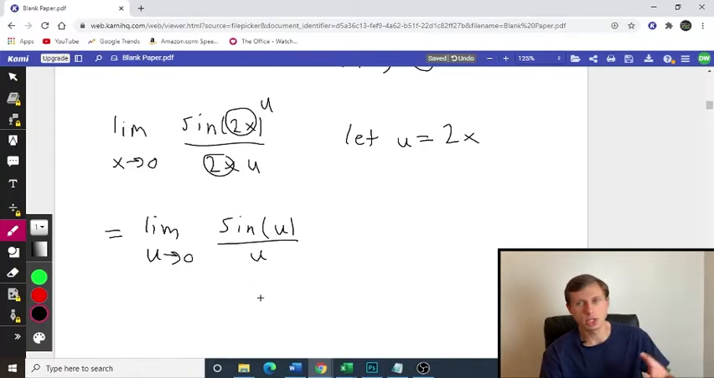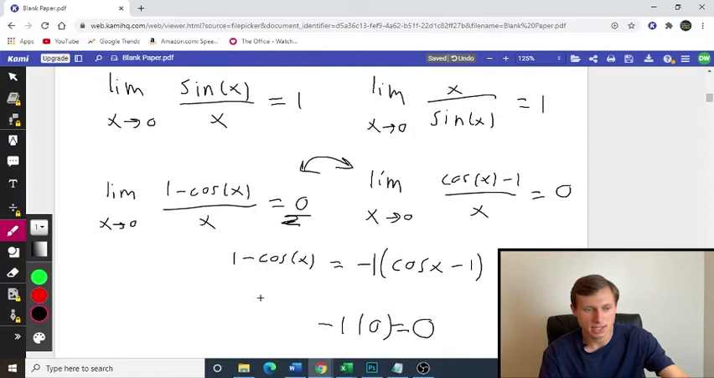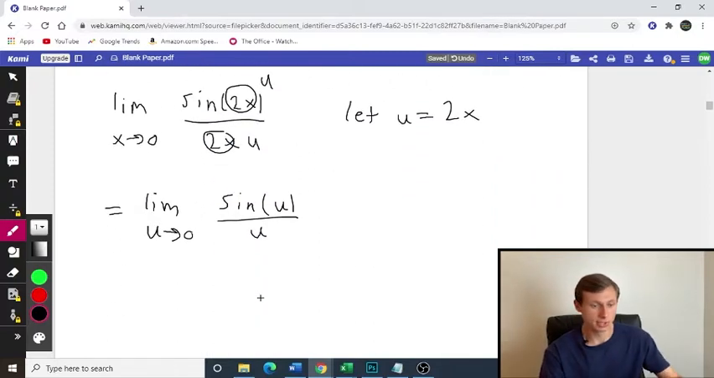And now it looks just like the case where we had initially, sine of x over x equals 1, except I just replaced my x's with u's. And so in this case, this is equal to 1.